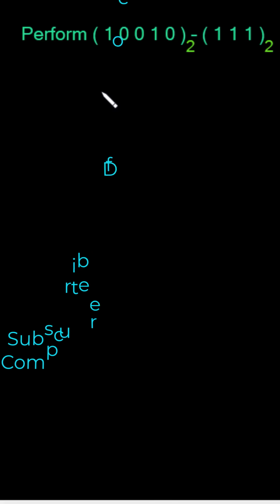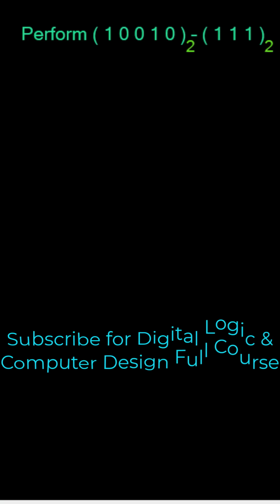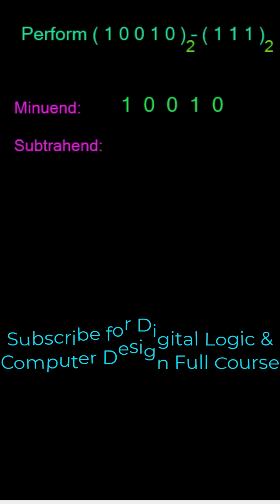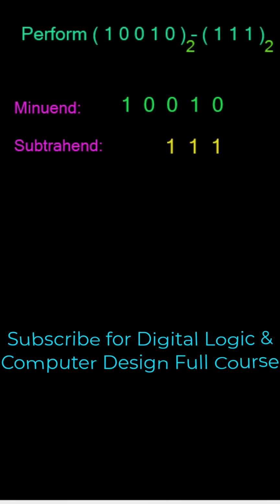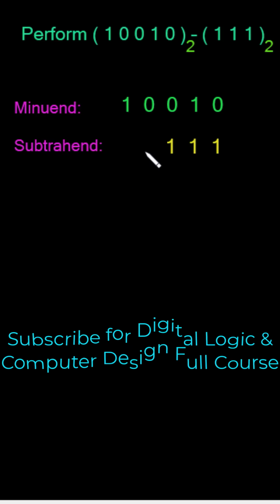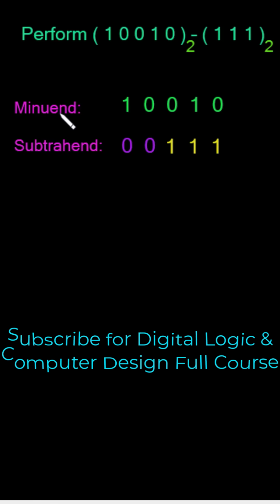We have been asked to perform this binary subtraction. So the first one will be considered as Minuend, the number being subtracted from, and the second one will be considered as Subtrahend, the number being subtracted. So I will have to write two more zeros just to compensate with the number of digits Minuend had.